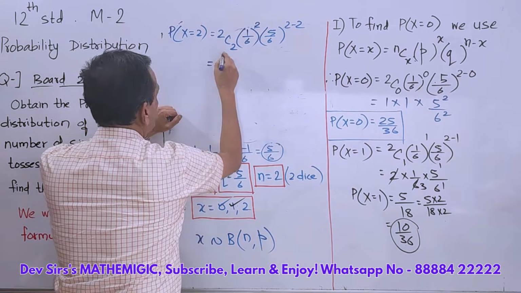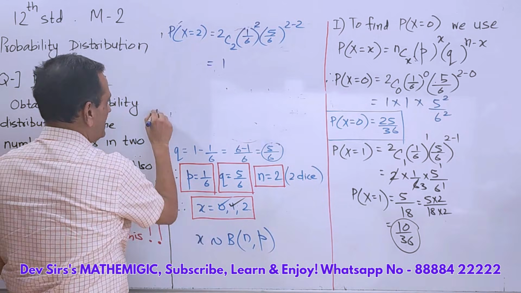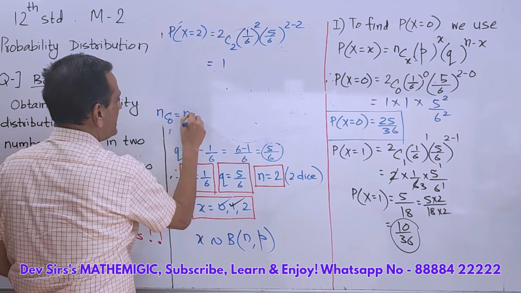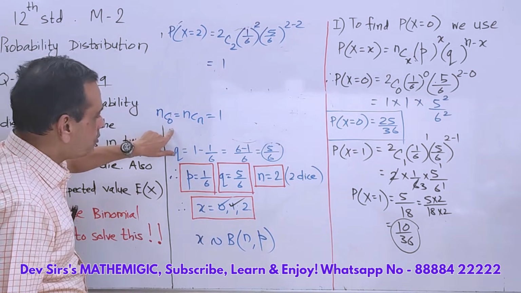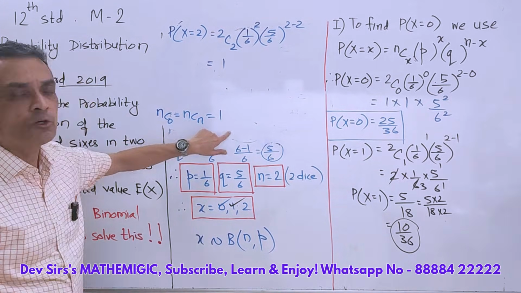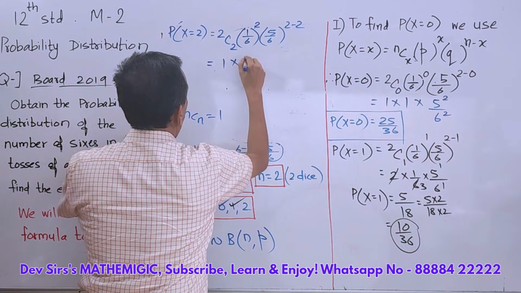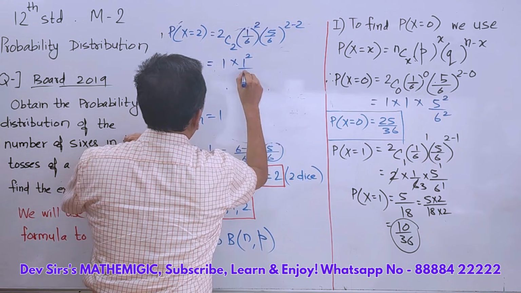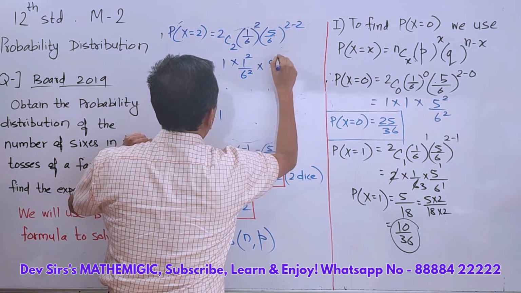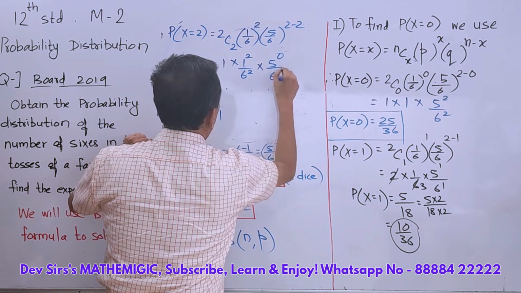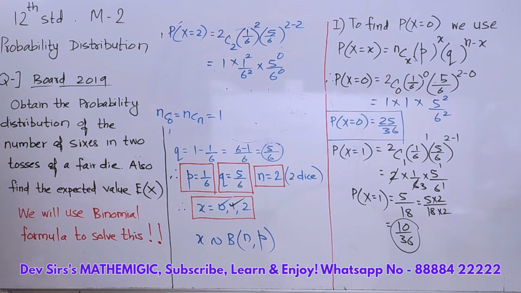Now remember 2C2 is also 1. Remember two things. nC0 is equal to nCn equal to 1. That means 2C0 equal to 2C2 equal to 1. 1 squared upon 6 squared. 2 minus 2 is 0. 6 raised to 0. करो कैलकुलेट कितना आ रहा है.